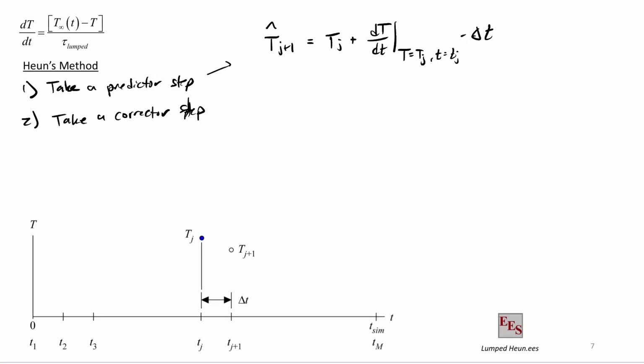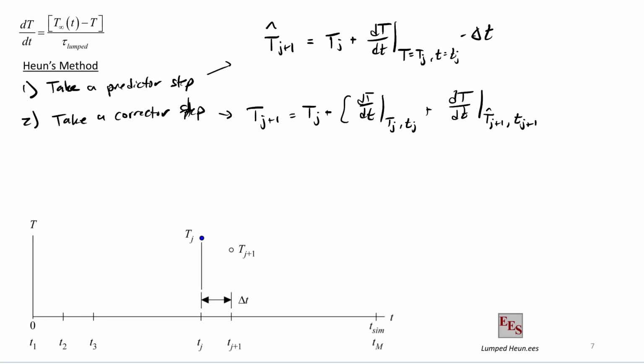Okay, so T hat is our prediction, and then our corrector step is going to be T at j plus 1 is equal to Tj plus dT/dt evaluated at Tj and time j, plus the evaluation of this derivative at T hat j plus 1 and time j plus 1. Take the average of that and multiply by the time step. So I would need to go back and do Heun's method again at the next step, right? You're kind of stepping forward twice, coming back, and averaging together.